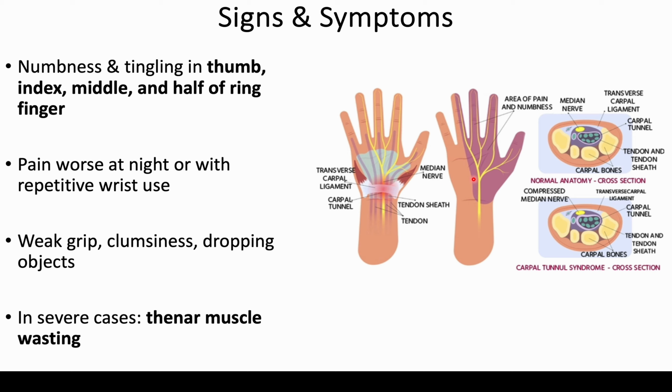Signs and symptoms. Something that you should watch out for, if you do have carpal tunnel, you're going to have tingling in the thumb, index, and middle, and half of the ring finger potentially. This doesn't mean that it's always going to happen, all of them. It could just be the thumb, it can be the index or the middle finger. It varies depending on how severe the compression is. Pain is worse at night or with repetitive wrist use. You tend to have a weak grip, clumsiness, and potentially dropping objects if it gets severe enough. And also in the severe cases, these muscles start to waste and wither away.